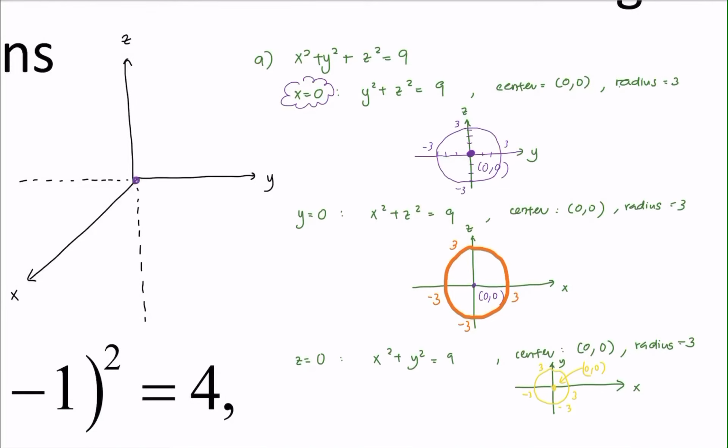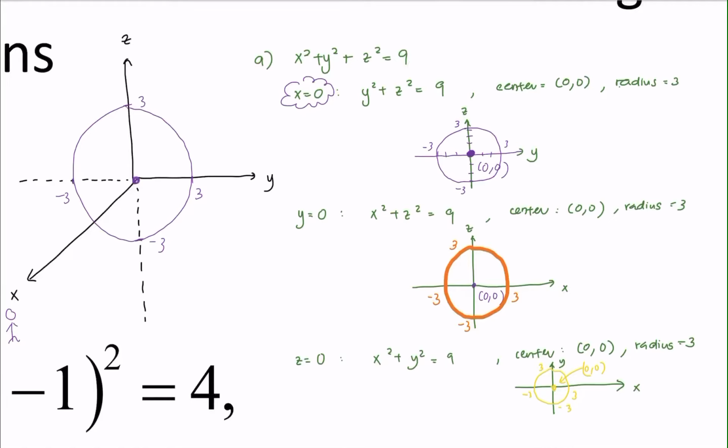So let me sketch it. Imagine here is your 3 and here is your minus 3, because it's at the y and z axes. Imagine you are here looking at the front wall, and it is a circle.